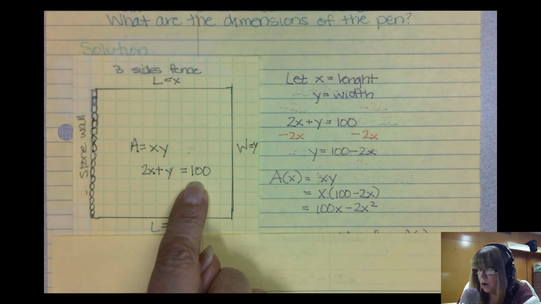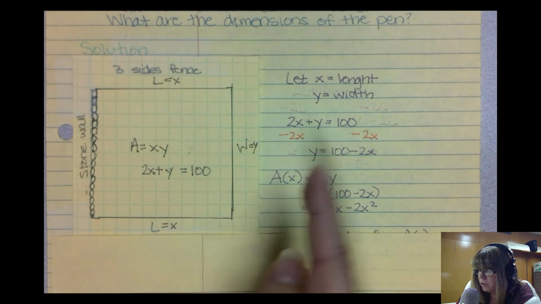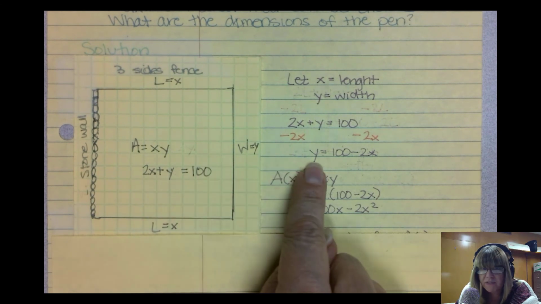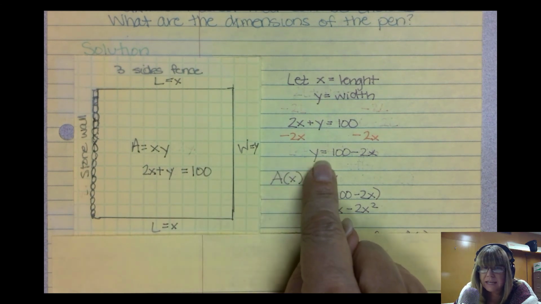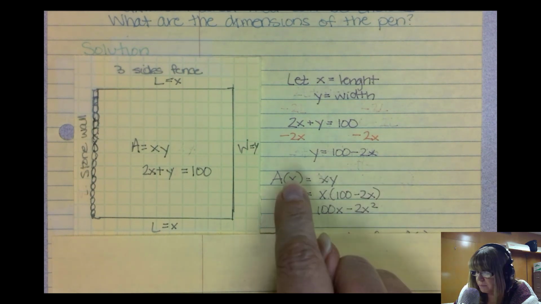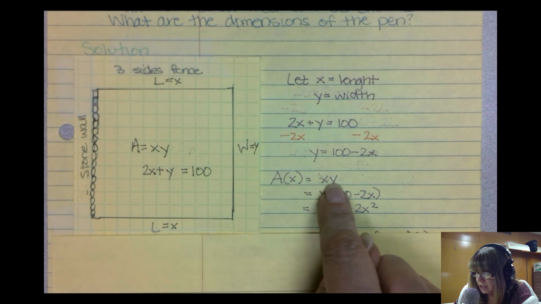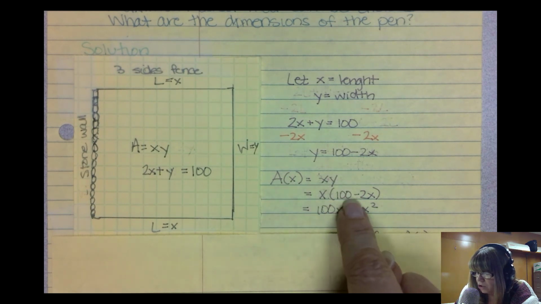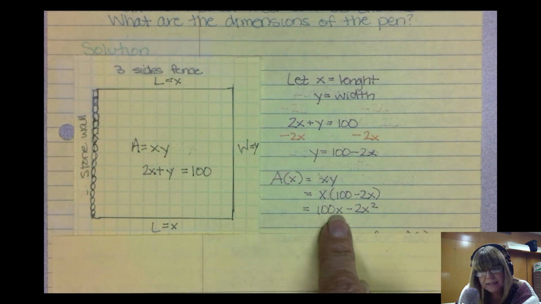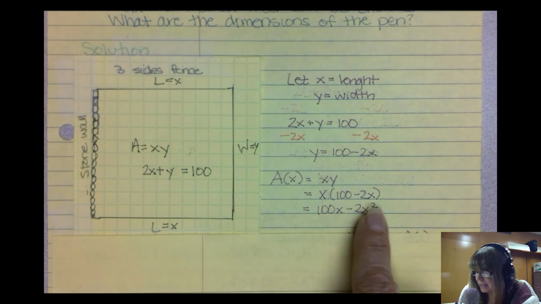Okay. Now, I want this all in terms of x. I don't want any y's when it comes down to it. I just want one unknown. So using this second equation of 2x plus y equals 100, I'm going to solve that for y. And I get y equals 100 minus 2x. So inside my area formula, I'm actually going to replace this y with the 100 minus 2x, and I have only x's left. In fact, my area is 100x minus 2x squared.